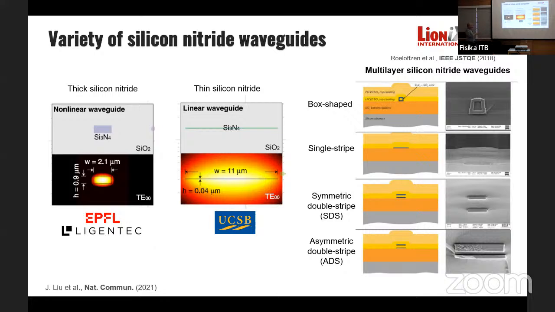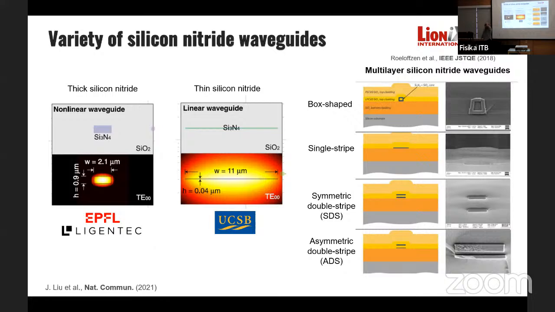So you make a waveguide that is very weakly guiding. This is also called a dilute nitride waveguide. It's diluted, let's say, the silicon nitride. And then this super big mode can be ultra low loss.